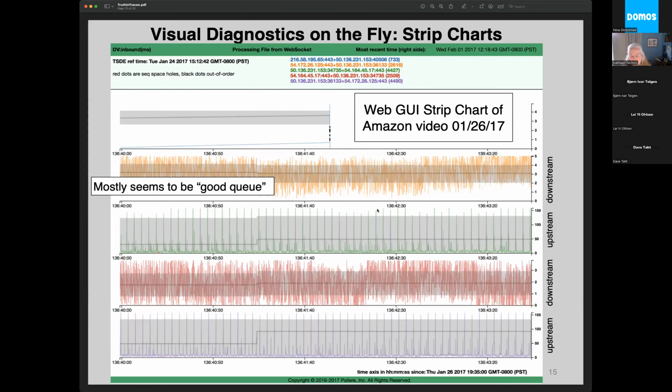Then the next thing is to have visual diagnostics on the fly. The first thing you think about is strip charts. In this case, I'm running some strip charts, and there's the downstream and the upstream. So you can see what's typical of a home setup. On the downstream, it's getting pretty good performance, although I will say that early measurements before demonstrated the downstream was not as nice as this. But look at this. This seems to be mostly what we think of as good queue.